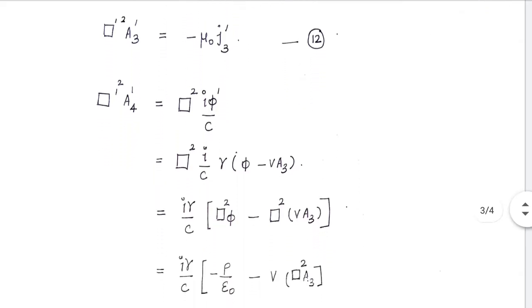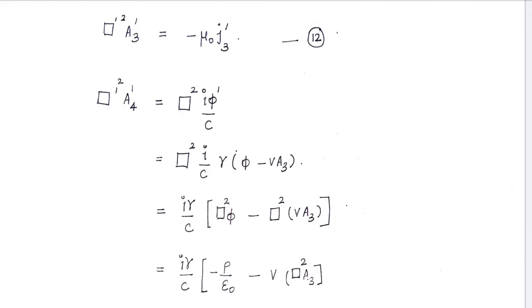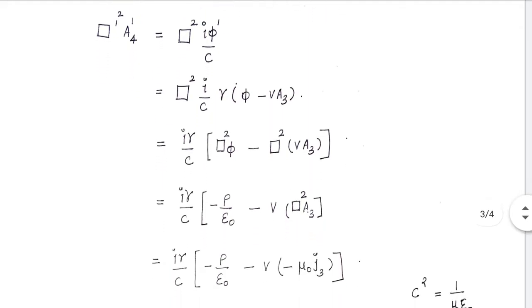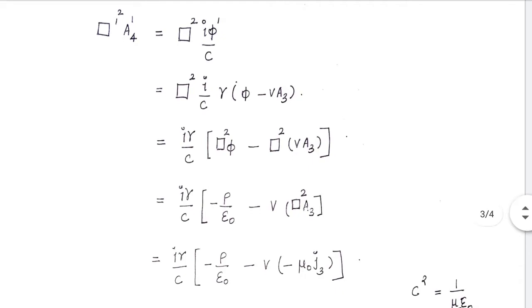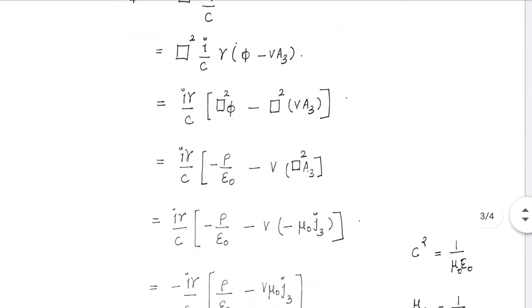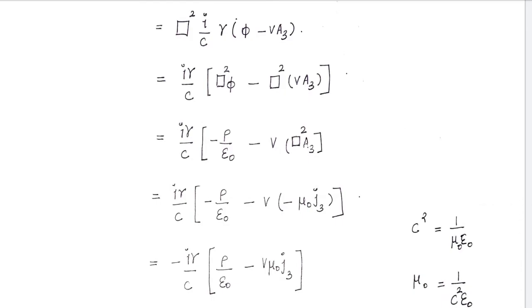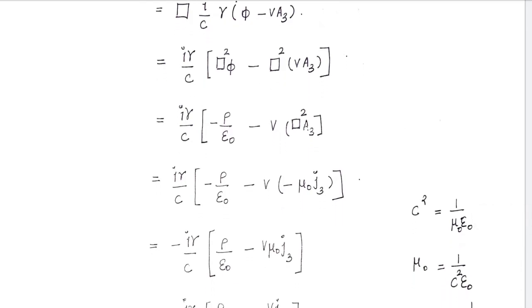Again, we know the value for del square phi from the Maxwell second equation. It is minus rho by epsilon naught. And we are taking the v outside. So it is del square a3 inside. And del square a3 can be very well replaced by minus mu naught j3 from Maxwell's first equation. A minus is present in both the terms. Let us take the minus outside. So it is minus i gamma by c into rho by epsilon naught minus v mu naught j3.